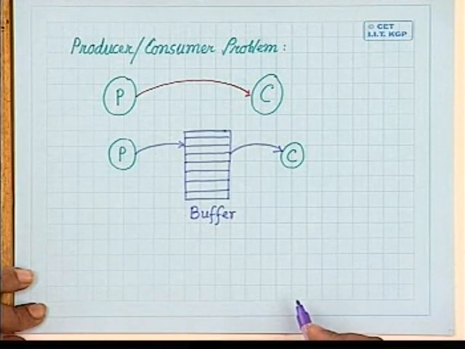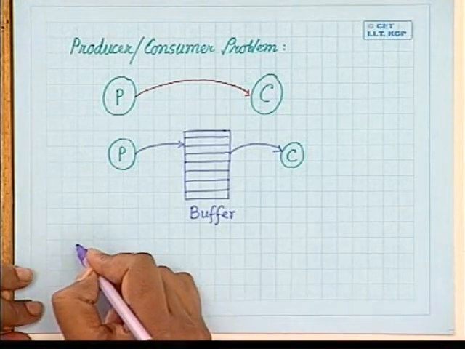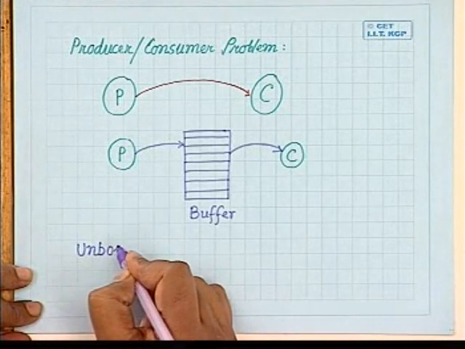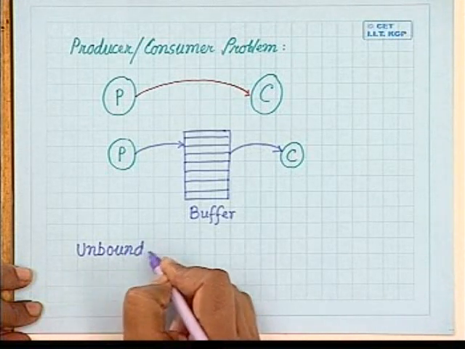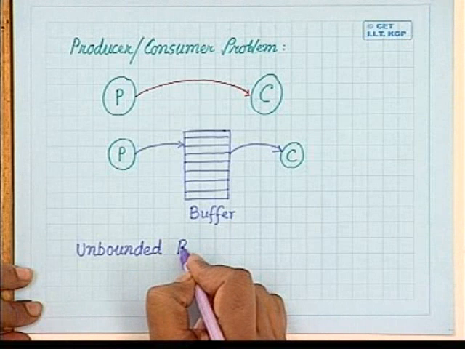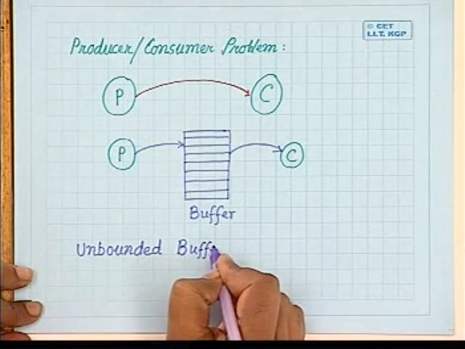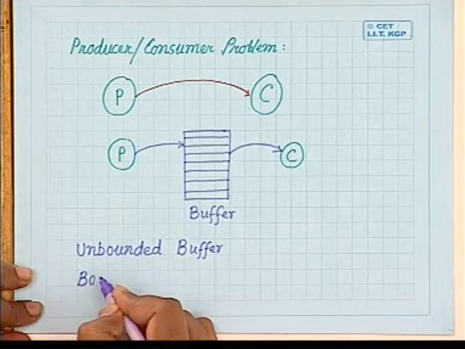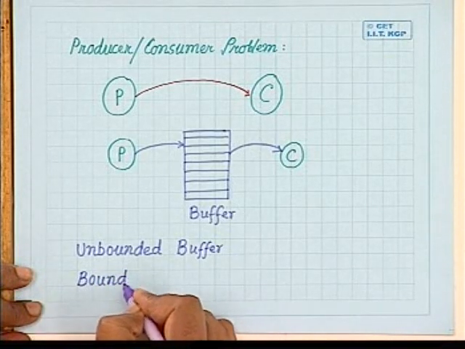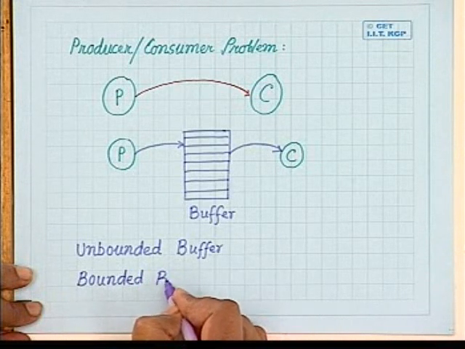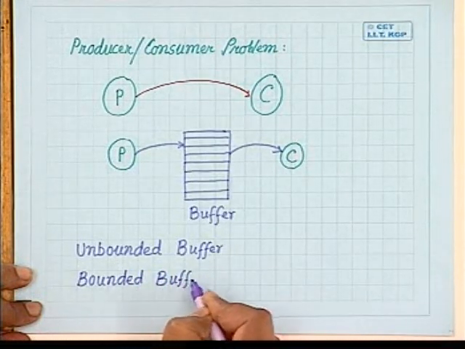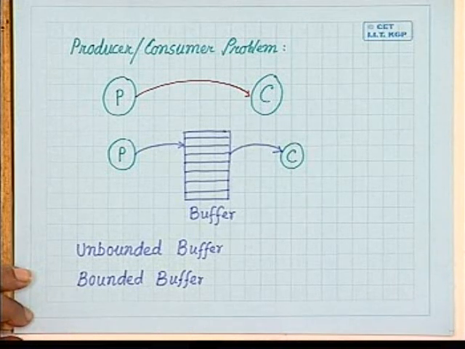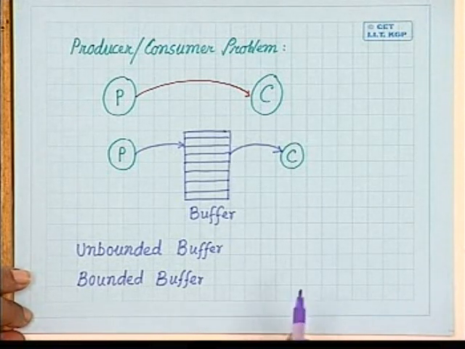Now, even in this case, we can have two types of situations. One is unbounded buffer, that is, we don't have any limitation on the buffer size. So, we call it unbounded buffer. And the second case is naturally the bounded buffer case. So you see that if we have unbounded buffer, then practically we don't face any problem, because at whatever rate the producer produces the items, there is always some space in the buffer to put that item.